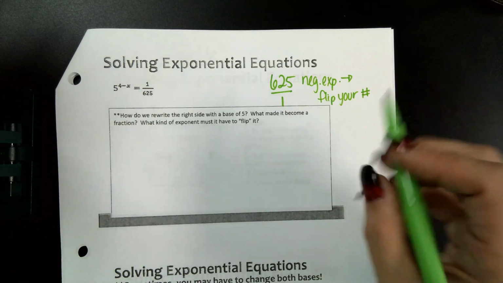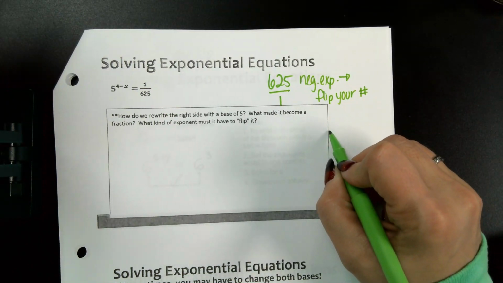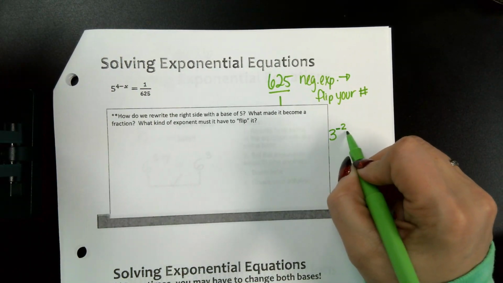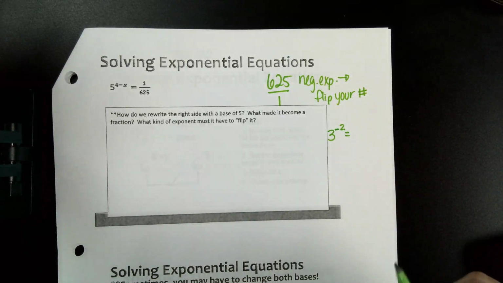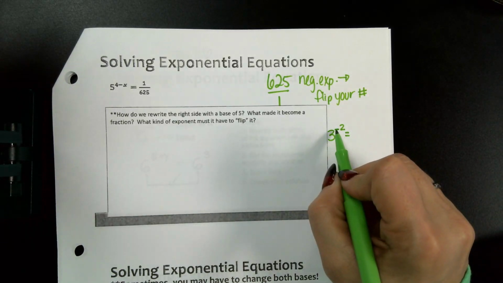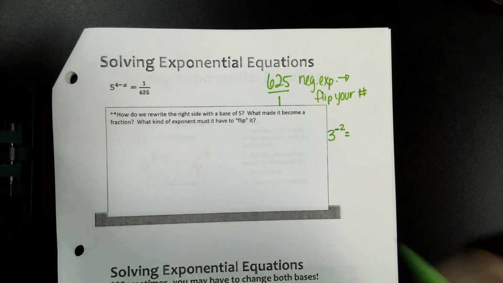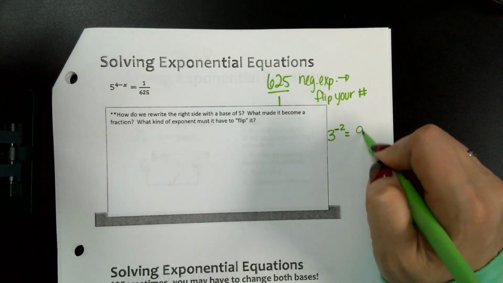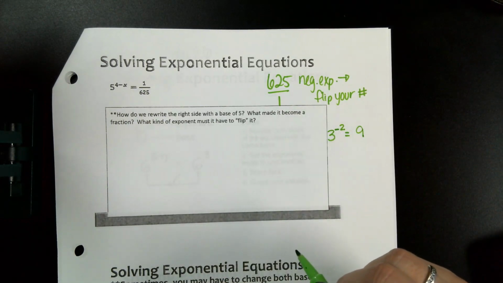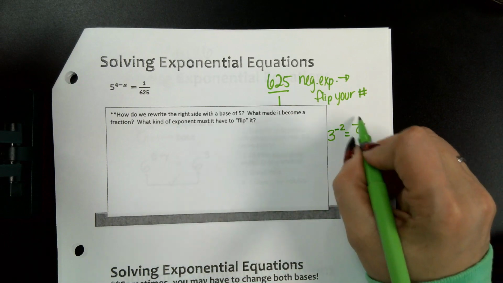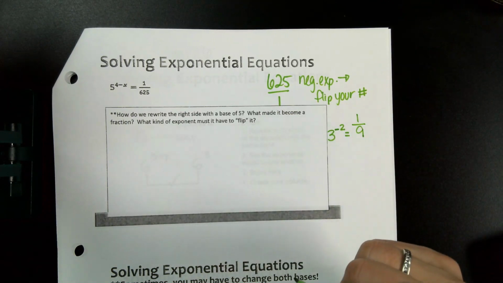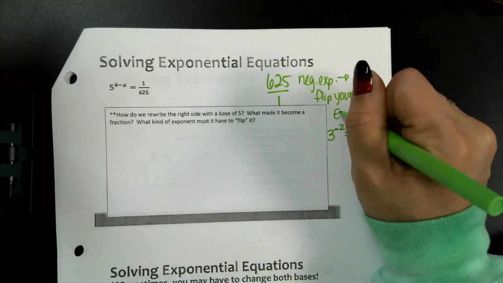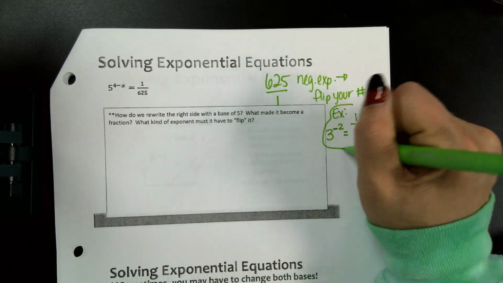So if I were to write 3 to the negative second, this is what it means: the reciprocal of 3 squared. Well, what's 3 squared? 9. And then how would I flip a 9? Yeah, that's all it is. So it doesn't mean that your answer is going to be negative. It just means, hey, don't forget to flip it.